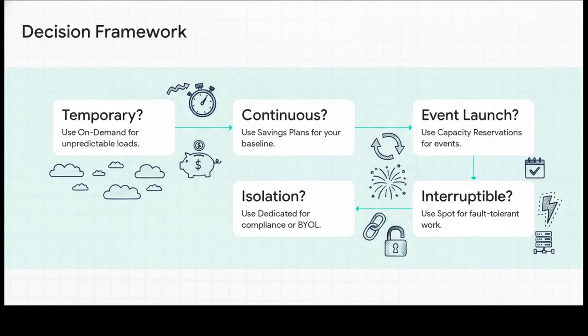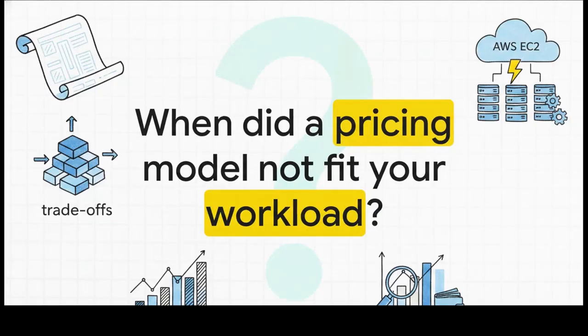To make all of this super simple, let's walk through a basic mental decision flowchart. Just ask yourself a few questions. Is the workload temporary or totally unpredictable? If yes, use on-demand. Does it run continuously? Savings plan. Do you need absolutely guaranteed capacity for a big event? Capacity reservation. Can the workload survive being interrupted? Spot. Does it strictly require physical hardware isolation or BYOL? Dedicated. If you just follow this simple routing logic, you'll route any future workload to the most cost-effective model every single time. But as we all know, real-world architecture is rarely perfectly clean.